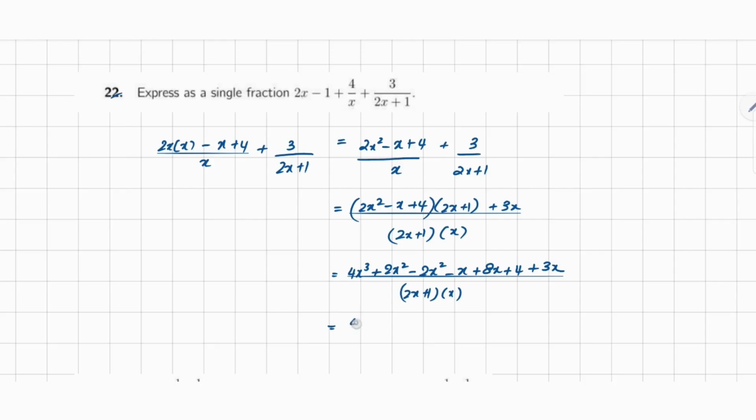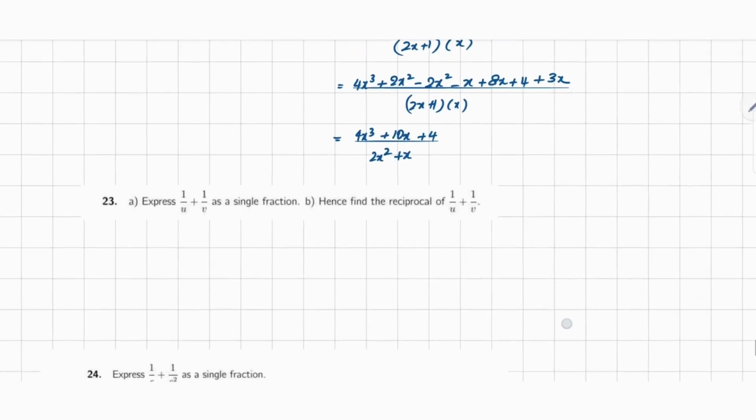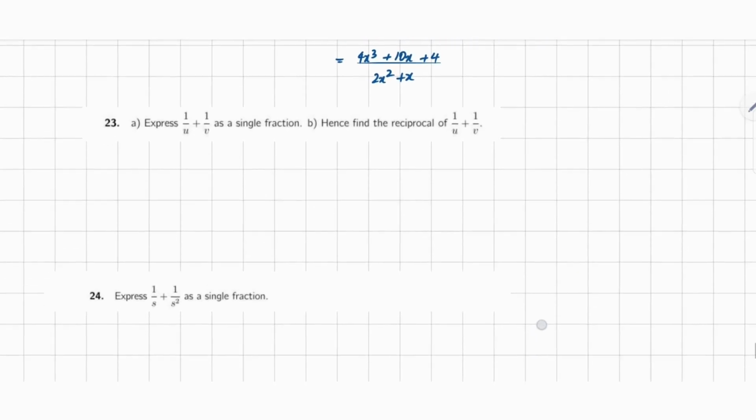So we have 4x cubed plus 2x squared minus 2x squared gives us 0. Minus x plus 8x is 7x, and 7x plus 3x is 10x. We have plus 4 over, we can open the brackets in the denominator, so we get 2x squared plus x, which is our final answer. You can do question 23 and 24 on your own.